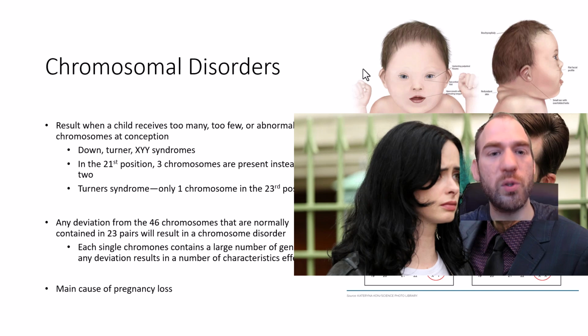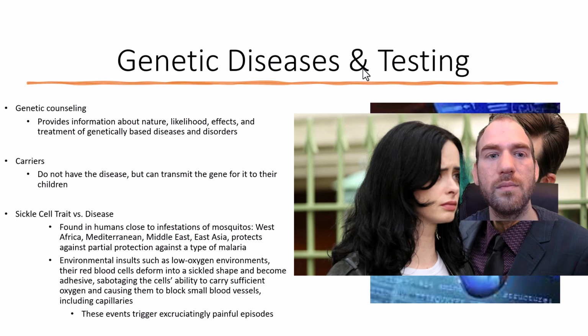So our big takeaway here is that because chromosomes contain so many genes, if there are errors in a chromosome, either too many, too few, or some kind of breakage within chromosomes, this can result in various chromosome-related disorders developing. And as stated, this is the main cause of pregnancy loss. There are ways to test the likelihood of certain disorders developing.